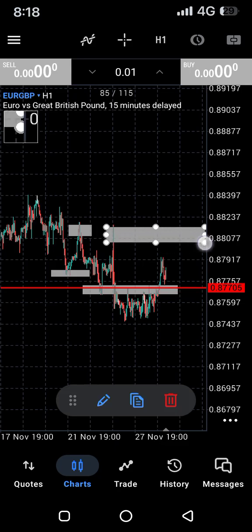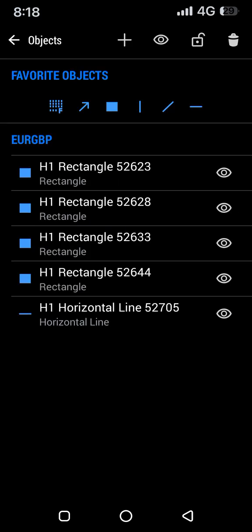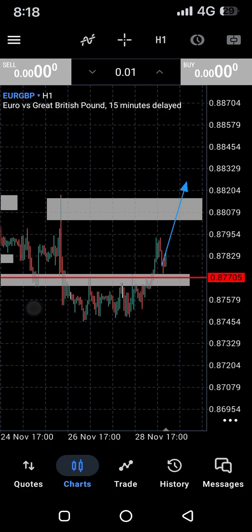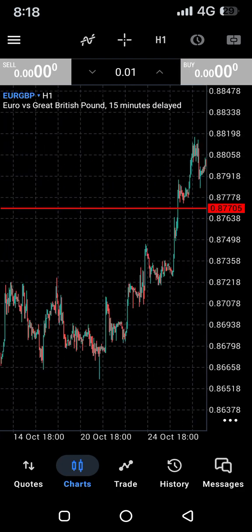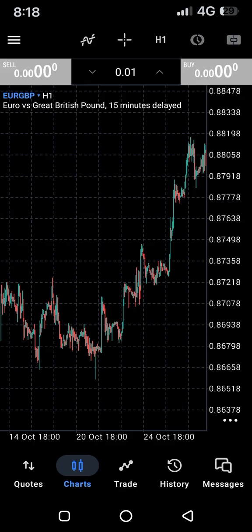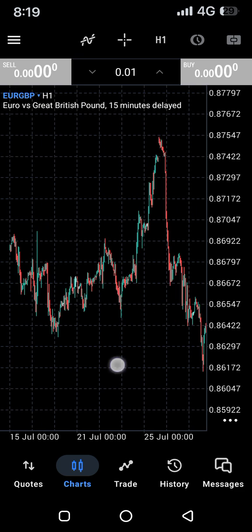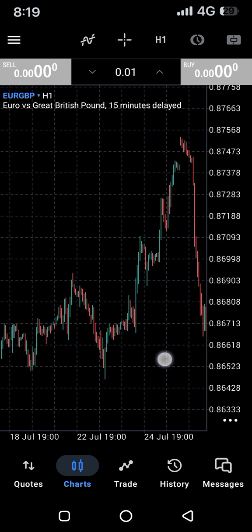Then anything above this zone here, I want to see a reaction. So if price comes and takes out this high here, I want to see market now start making a continuation, okay, a continuation pattern, as simple as that. So that's it for Euro GBP, and we're expecting price to push higher in the next coming days, okay.